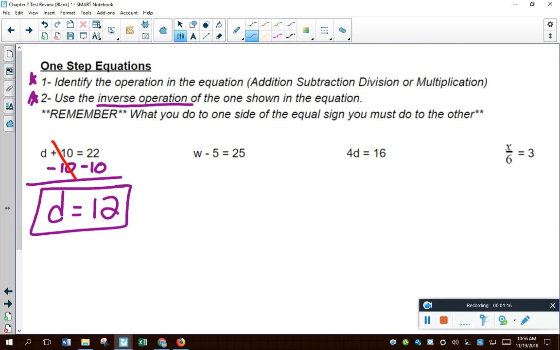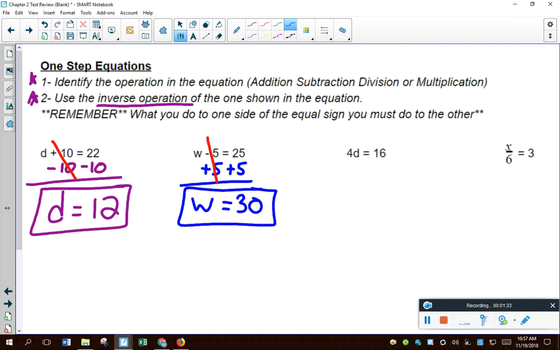That's a one-step equation. Our second one is w minus 5 equals 25. This equation shows subtraction, so I'm going to add 5 to both sides. My negative 5 and plus 5 will cancel, and we're left with w equals 30. W is by itself. The equation is solved.